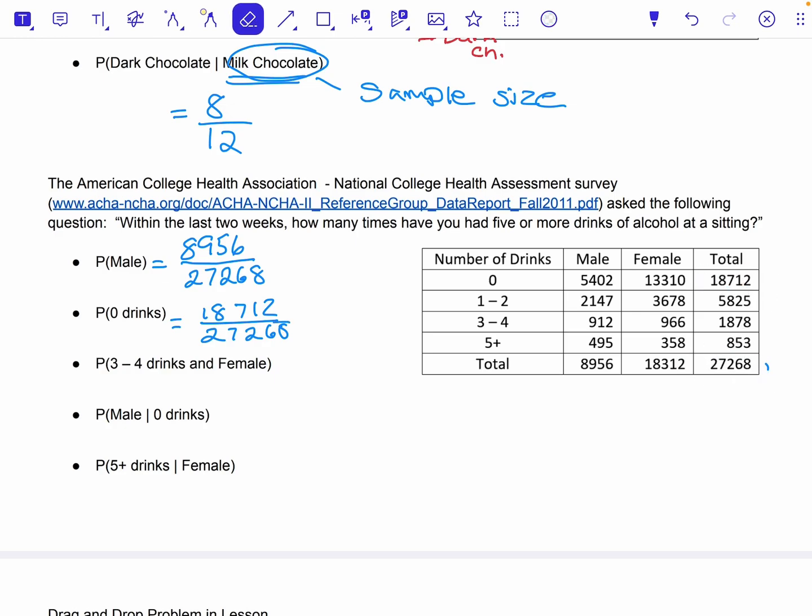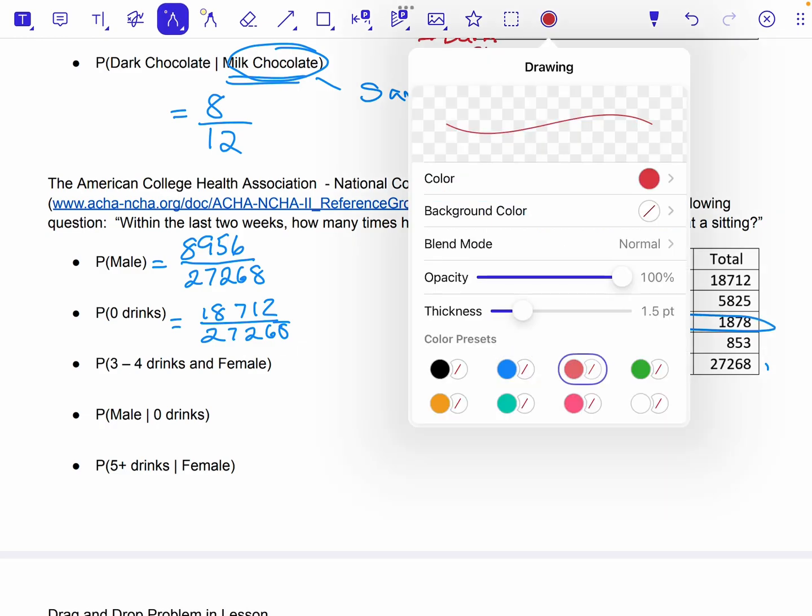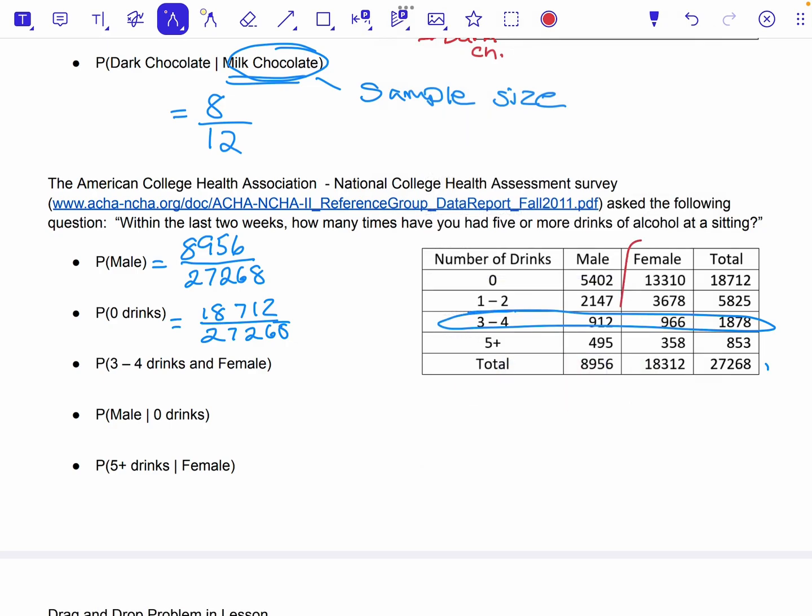All right, now let's look at an and probability from a two-way table. So we have 3 to 4 drinks and female. If I'm looking at this, then I would go over and say, okay, here's my row with 3 to 4 drinks. So let me pick a different color. And then here's my column for female. And I want the overlapping number, which is 966. But it's still out of my 27,268.